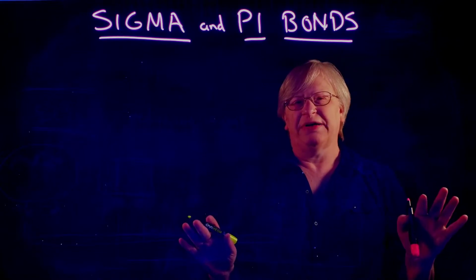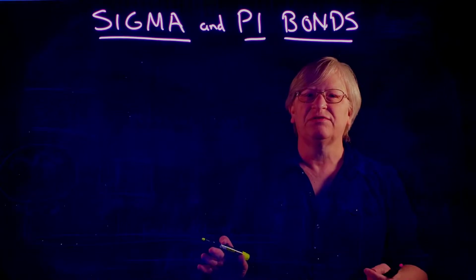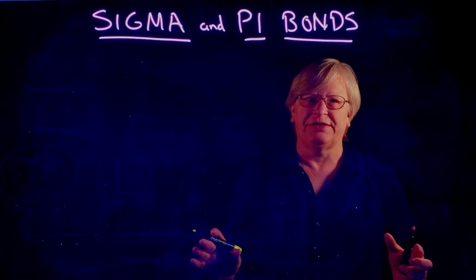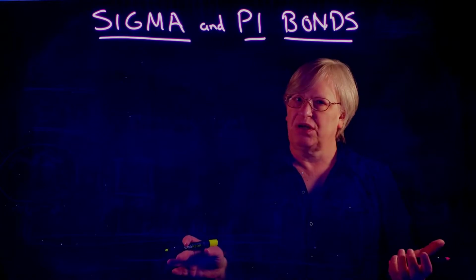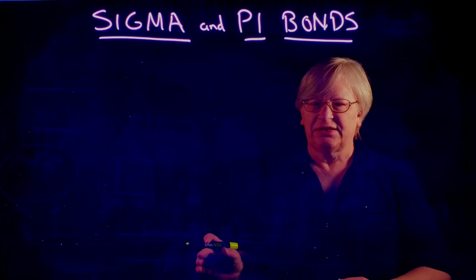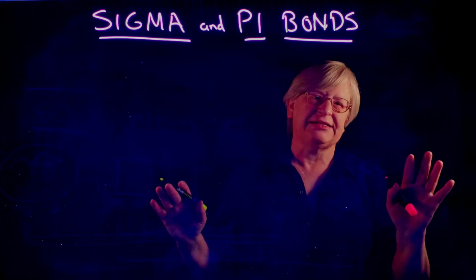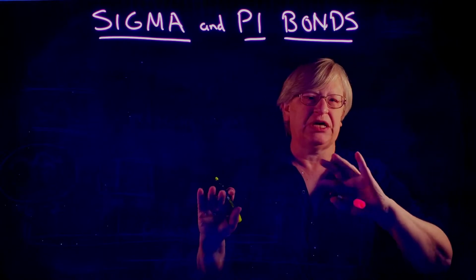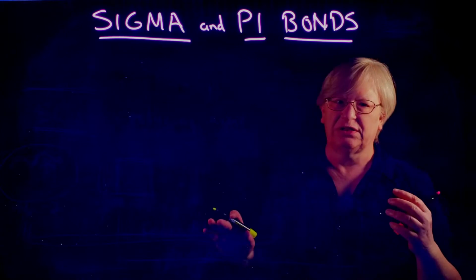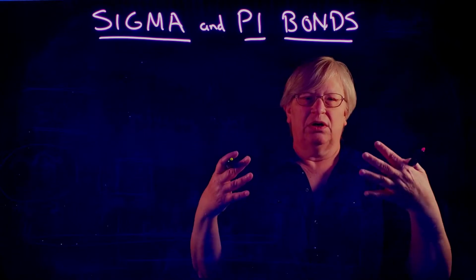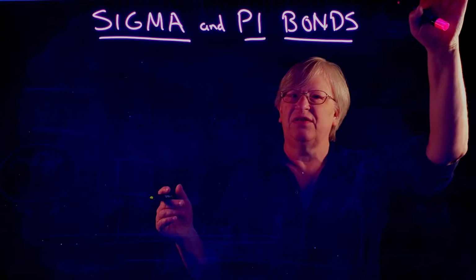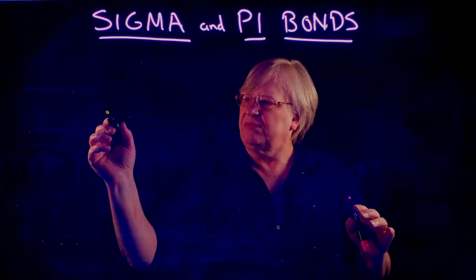Now that we've talked about hybridized orbitals for single bonds, it's important to know what goes on when we have multiple bonds. So we have our sp, sp2, sp3, sp3d orbitals that form overlapping bonds, and those are sigma bonds. So let's draw something like that.